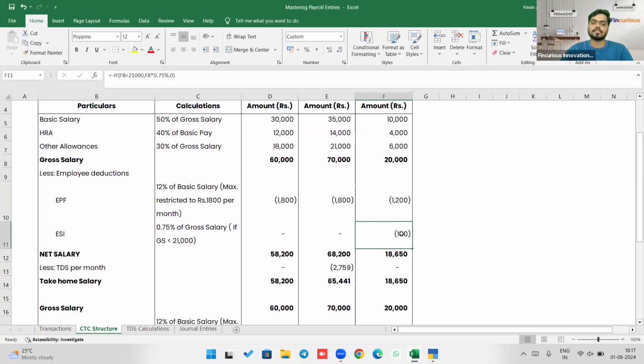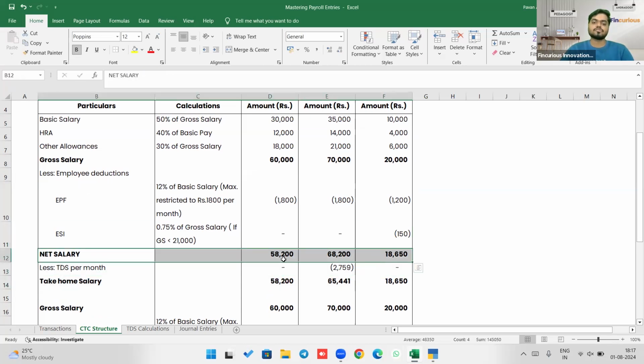150 rupees is calculated. How is it calculated? On gross salary, 20,000 multiplied by 0.75% will give you 150 rupees. So now from gross salary, if you deduct employee deductions, EPF and ESI, you will get net salary. So this is the net salary. It has to be paid to the employee by the employer.